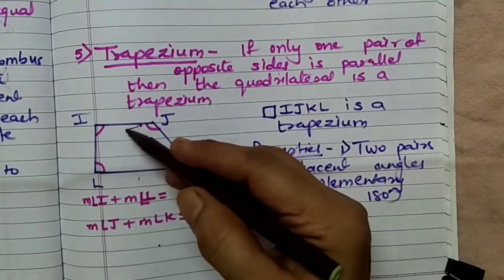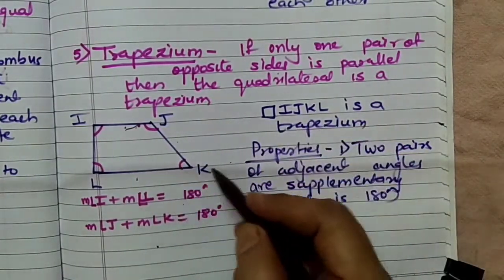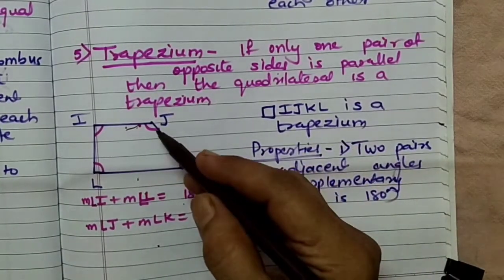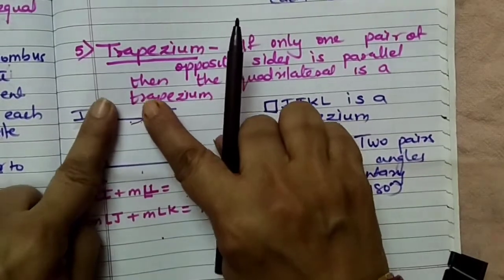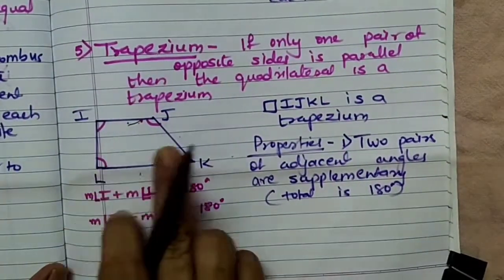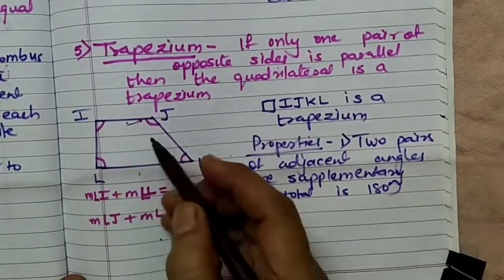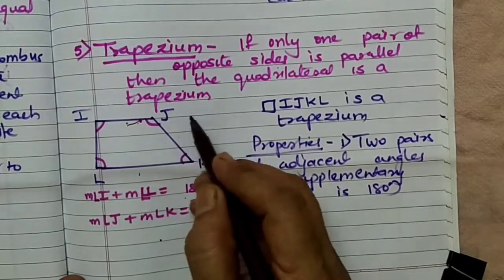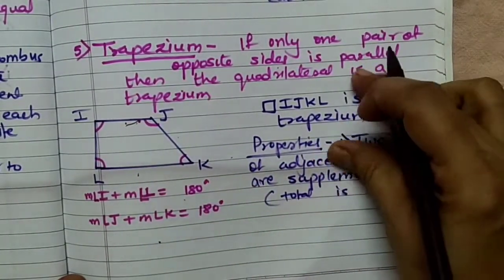Parallel means the distance between these sides will remain the same even if we extend the sides. But here you can see between these two sides the distance does not remain the same. If I extend the sides, they will go and meet somewhere. So these are not parallel to each other, whereas IJ and LK, they are parallel to each other. Even if I extend this IJ till here or I extend this LK till here, they will not meet each other.